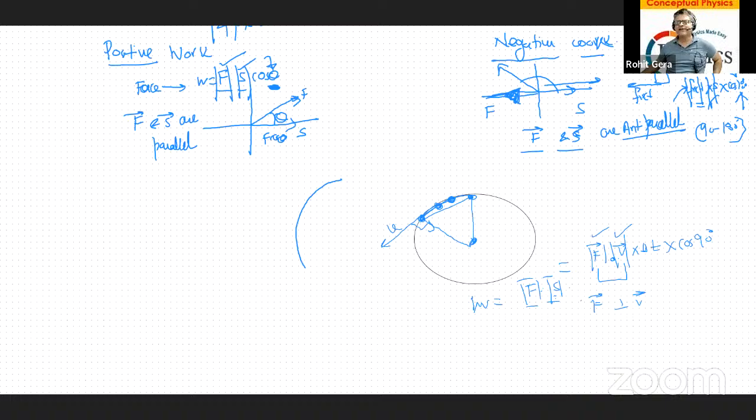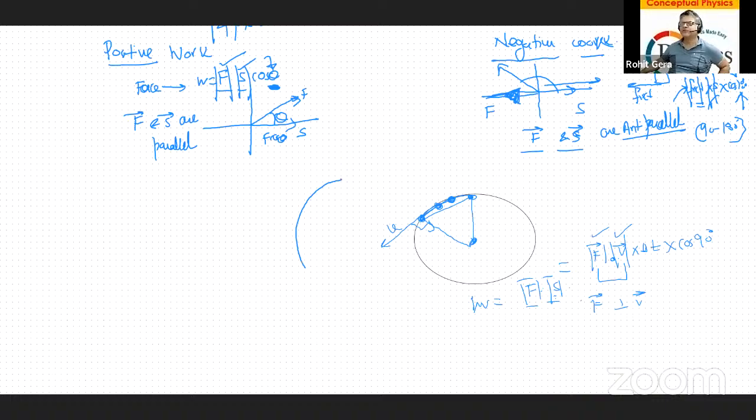Even though you have moved a very small amount of displacement, your work done is still zero by the centripetal force. Which force is doing work? Which force's work done is asked is also important, because it is possible that other forces are also acting on it, so those forces may be doing work, but centripetal force never does work. Does no work.